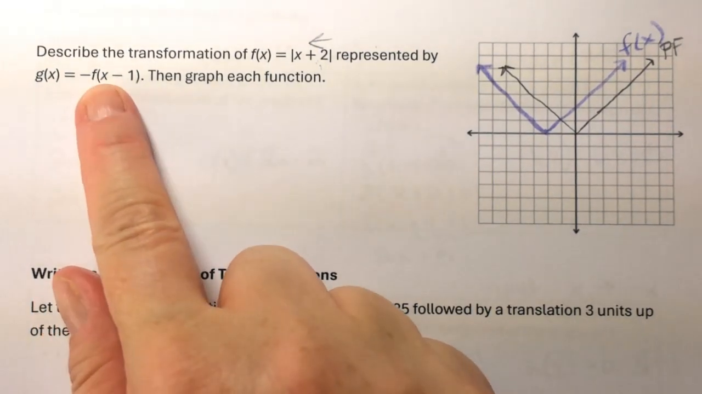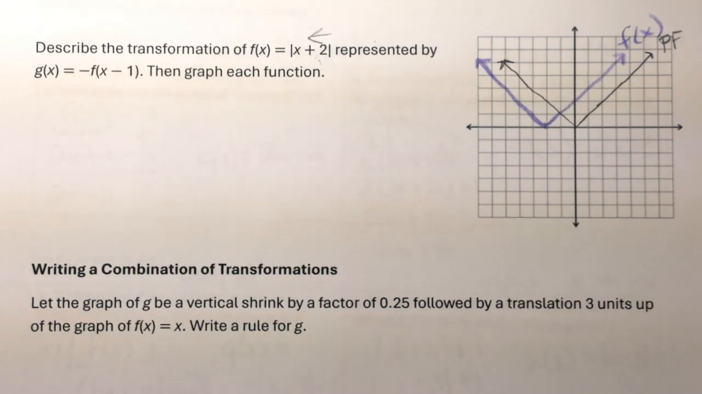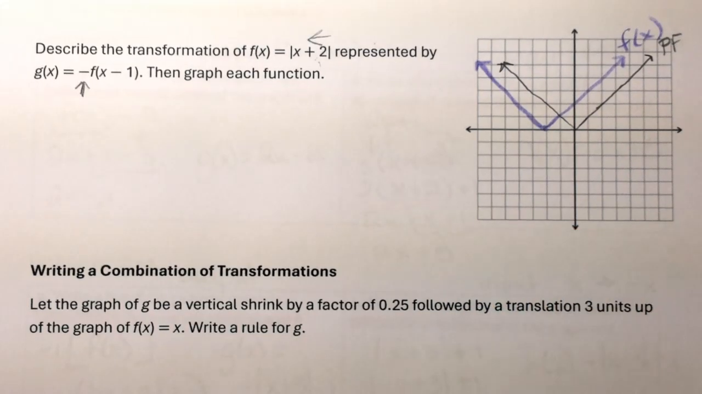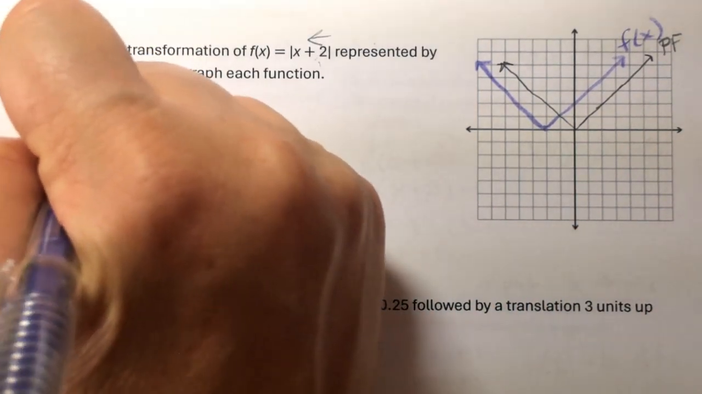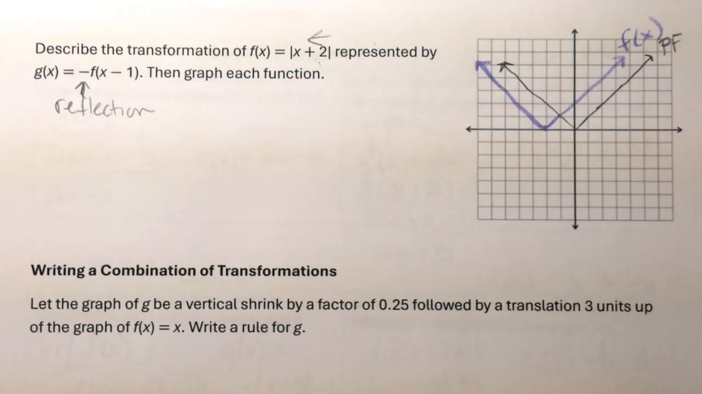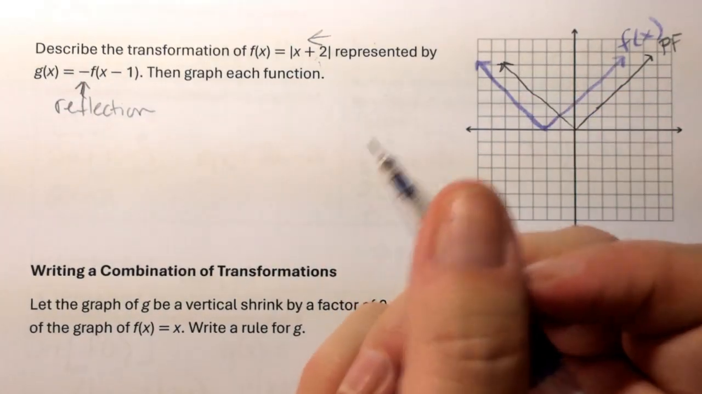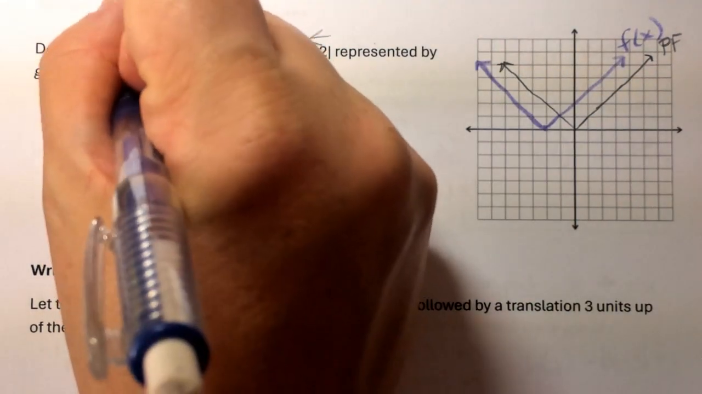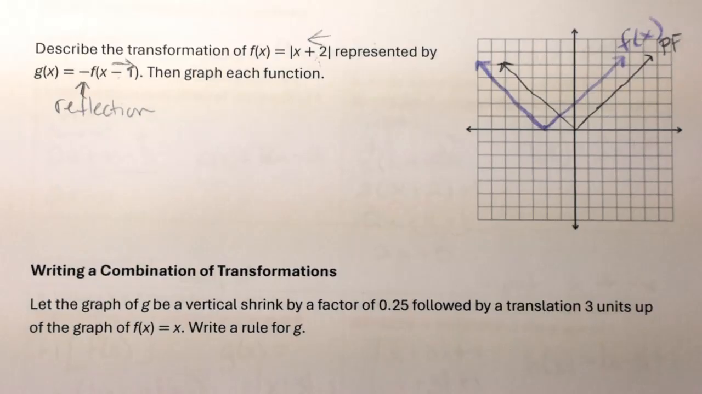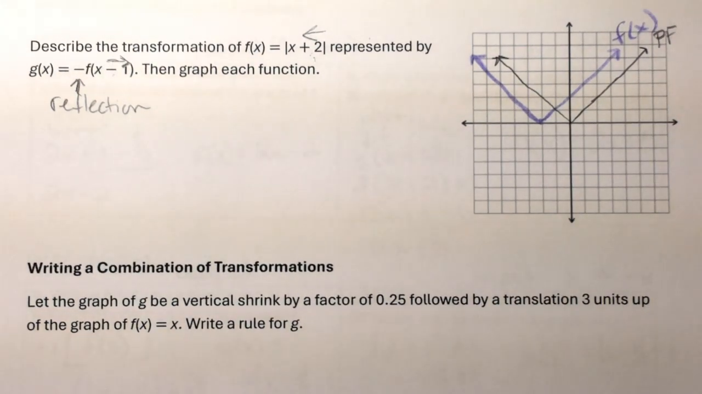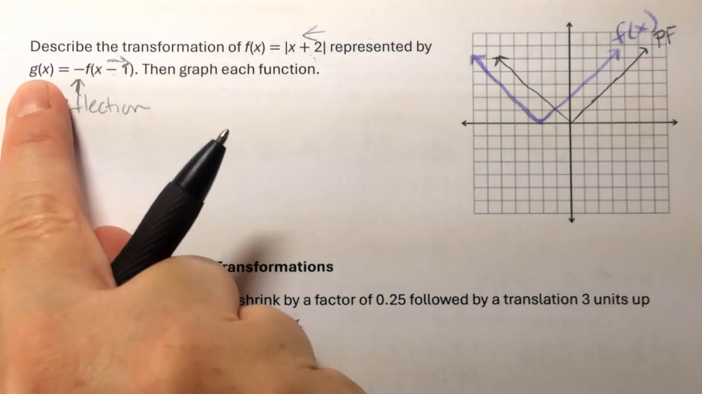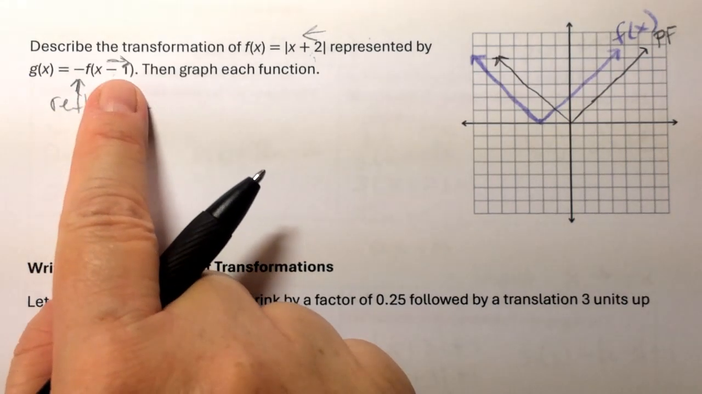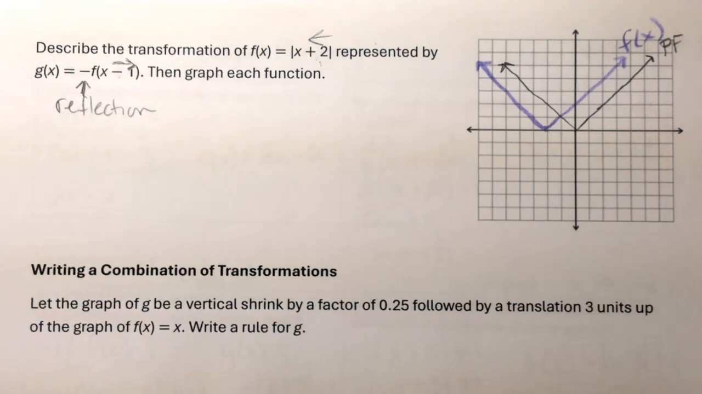Now we're going to describe this. So what is happening here? Well, I have this negative in the front. We have learned that if it's being multiplied by a negative, it is a reflection. Since the f is being multiplied, we're going to say that it's over the x-axis. And then if we have a minus 1 inside, that means we are moving it to the right one time. So if we describe that, we would say that the graph of g of x is a reflection over the x-axis followed by a translation 1 unit to the right.